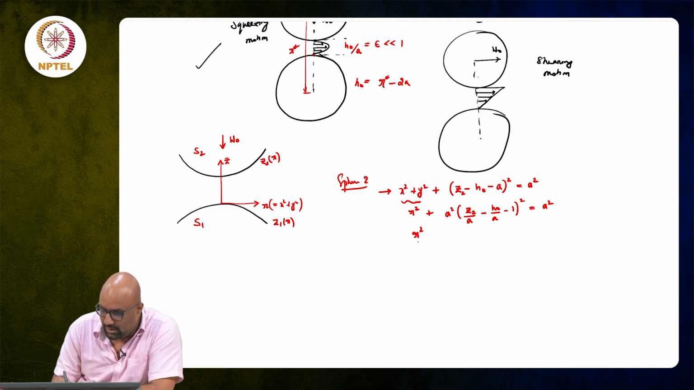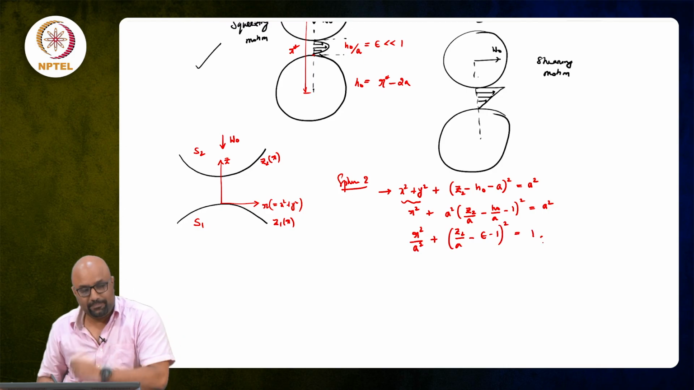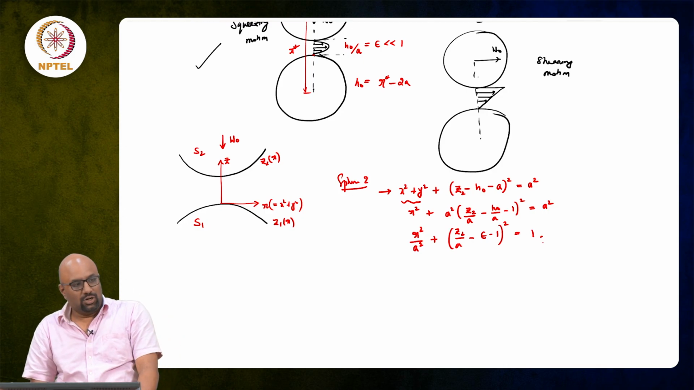So, this becomes r square by a square plus z2 by a minus epsilon minus 1 whole square is equal to 1. H naught by A is epsilon.